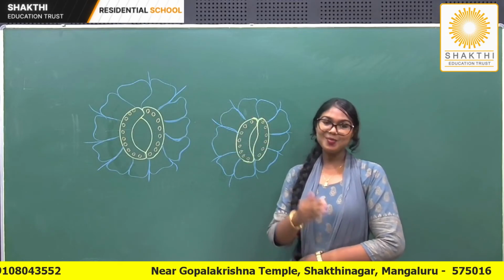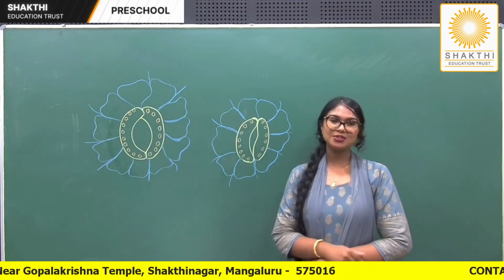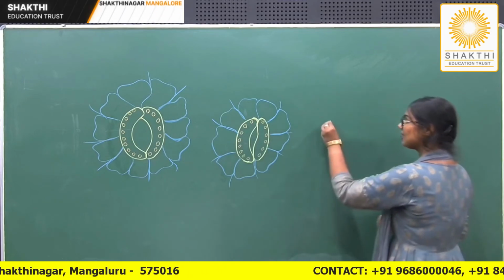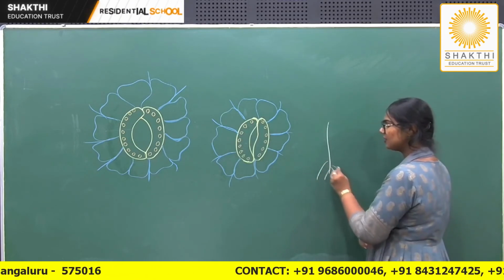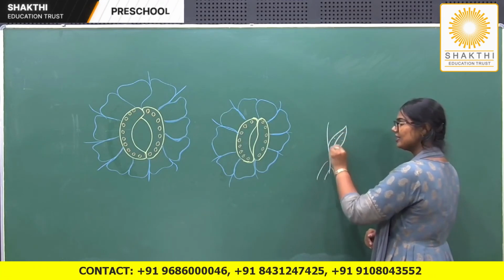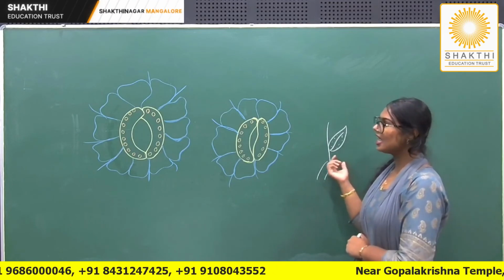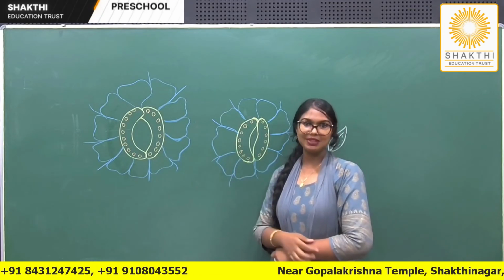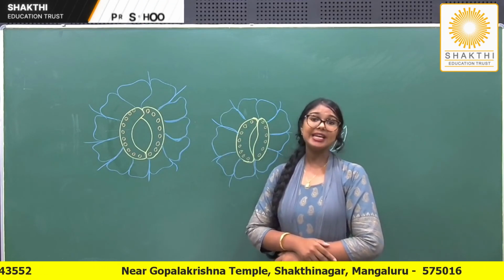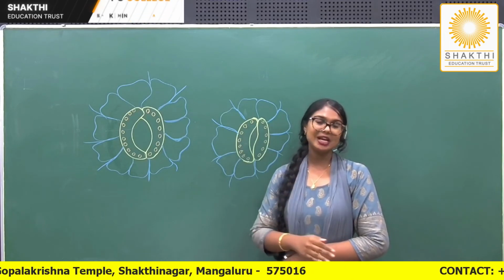Stomata. What are stomata? Stomata are tiny pores which are present on the surface of the leaf. So when I take a plant, on the surface of the leaf of the plant, we have tiny pores. These pores are called stomata. When we enlarge a stomata, it looks something like this. What is the function of stomata? It helps in the exchange of gases, carbon dioxide and oxygen.